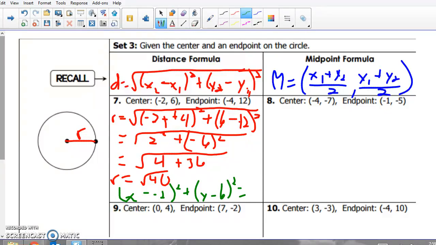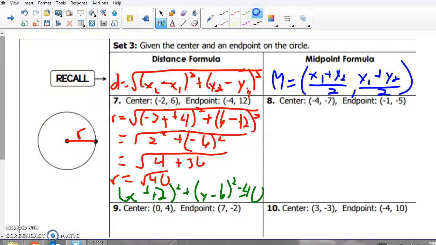And remember, the square root of 40 times the square root of 40 is simple. Cancel out the square roots, and you're just left with that 40. Change that to a plus there, so it's going to be x plus 2 squared, plus y minus 6 squared equals 40.